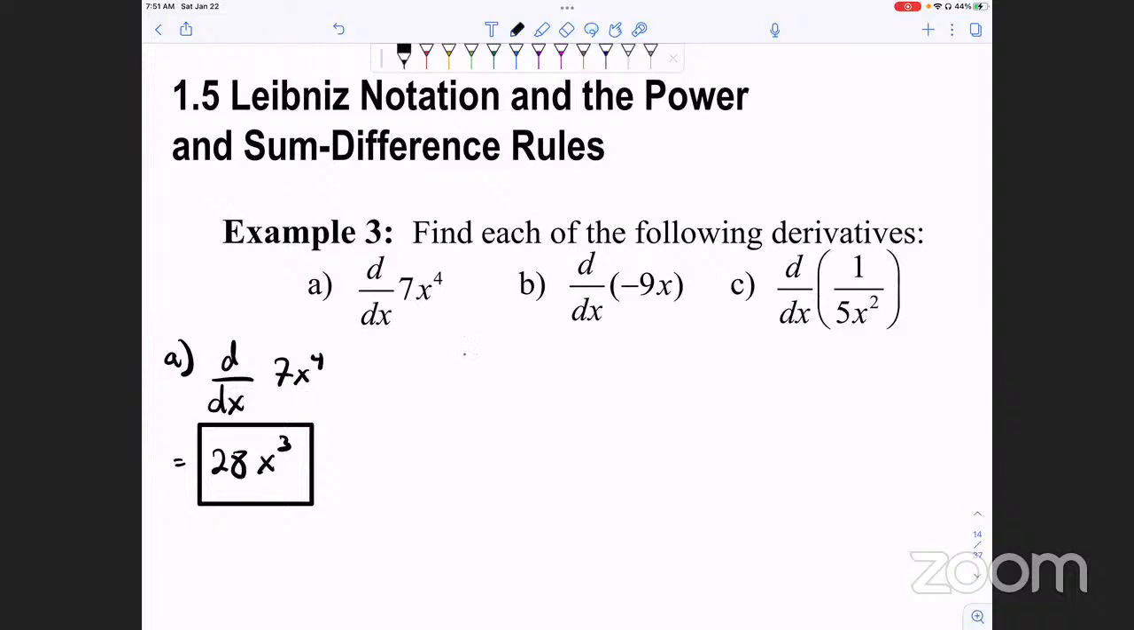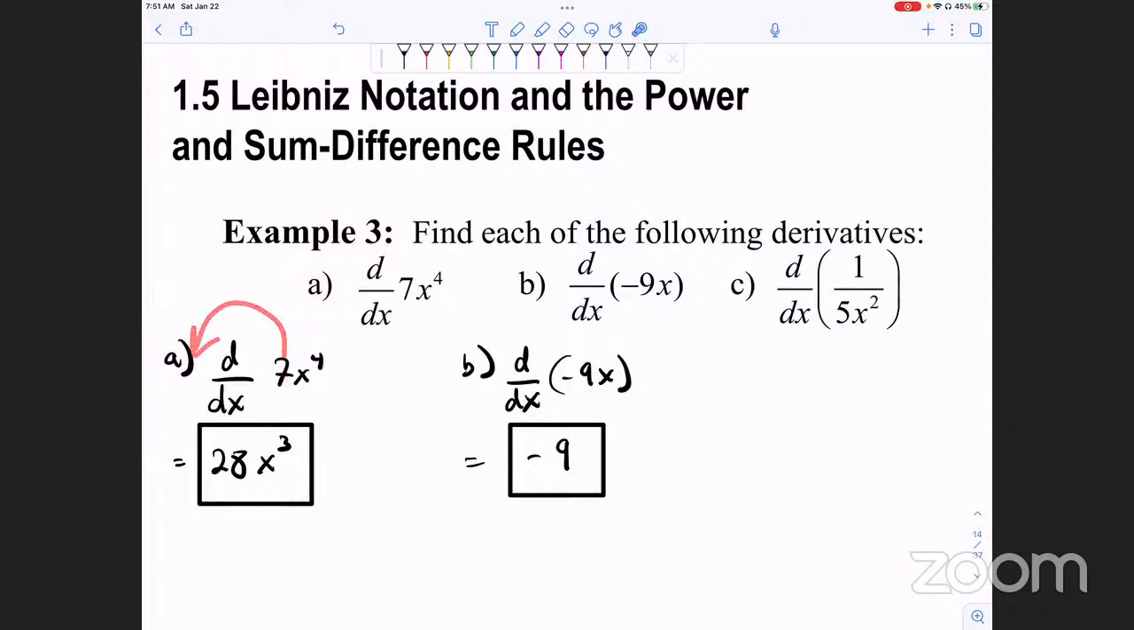For part B, d/dx of negative 9x. The derivative of x is just 1, so ultimately this is just going to be negative 9. I'm really just taking the derivative of the variable and then multiplying it by that constant. I'm putting the constant in front, taking the derivative, and then multiplying. That's essentially what I've done in those two examples.